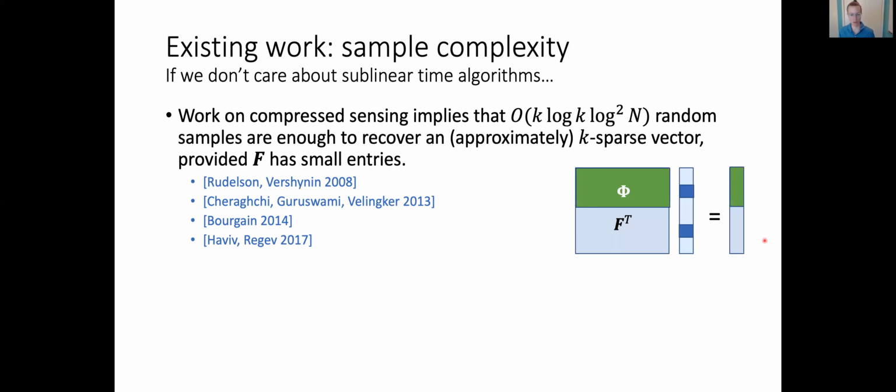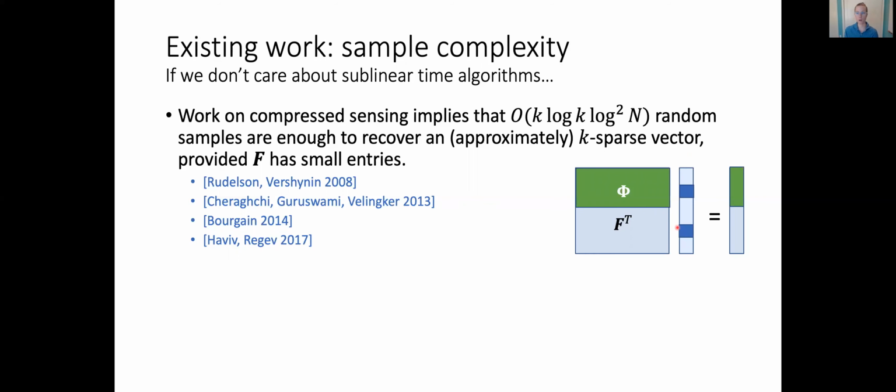Looking at this little picture, another way to write our problem is to multiply both sides of the equation from the previous slide by F transpose. What I get is a picture that looks like this: F transpose times some sparse vector equals some vector that I have query access to. My goal is to use as few queries as possible over here, which basically means I want to find as few rows as possible of F transpose, so that given this short fat matrix phi times this sparse vector, I can recover the sparse vector. And this is exactly the compressed sensing problem.